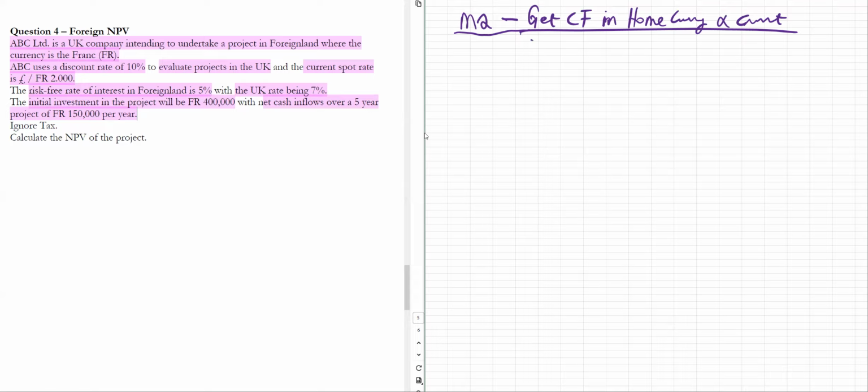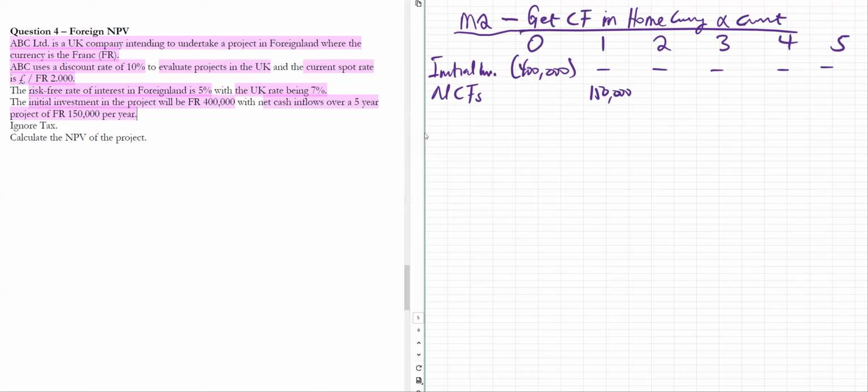Okay, so in that case, the same format. I'm going to do my year 0, year 1, year 2, year 3, year 4, and year 5, right? My initial investment will initially be in franc, right? My initial investment was 400,000. Also, then I have my net cash flows, which was 150,000 per year. So this 150,000, 150,000, 150,000, 150,000, and then 150,000. This has been done. Good.